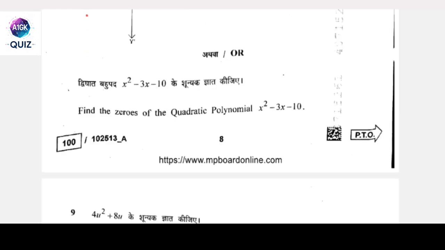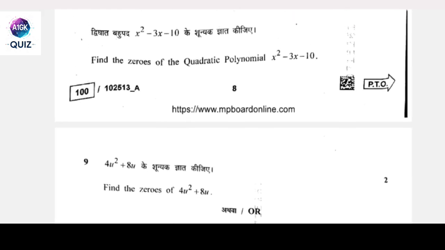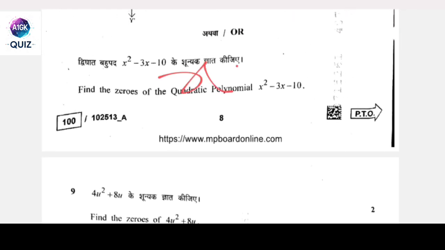Next question, or: x square minus 3x minus 10. Find the zeros of the quadratic polynomial. For finding the zeros of the quadratic polynomial, we use the middle term splitting method. The middle term minus 3 is split in the form of minus 5 plus 2. After that, solve it and get the zeros as 5 and minus 2.